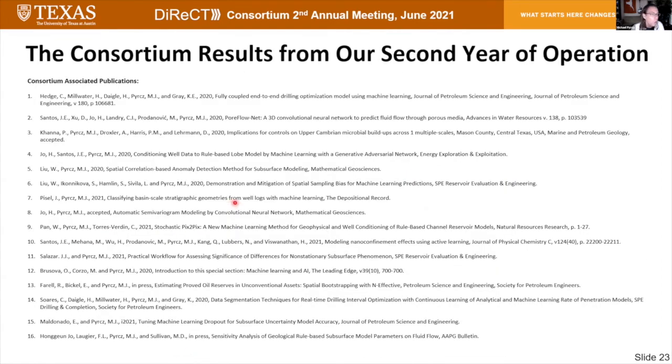Okay, what do we mean by papers? What do we mean by results? Well, here just for interest is a list from the last year of peer-reviewed publications associated with this consortium. Are we productive? We're extremely productive. There's a lot going on in this consortium.